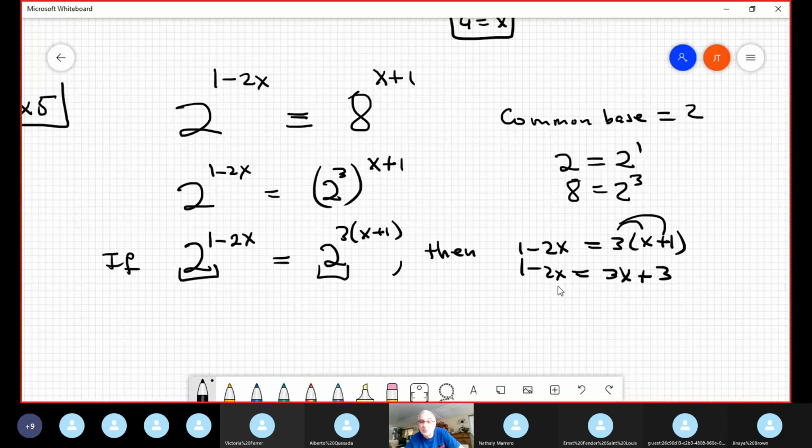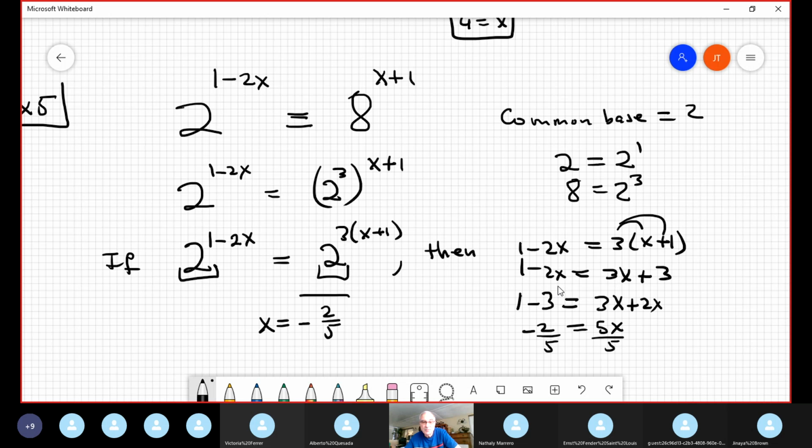Well, let me try to solve for x. I propose this one stays here, minus 3, I move to the left, the x stays, plus 2x, I move to the right. This is negative 2, and this is 5x. Divide by 5 on both sides, the answer is x equals minus 2 over 5. That's the solution for this exponential equation.